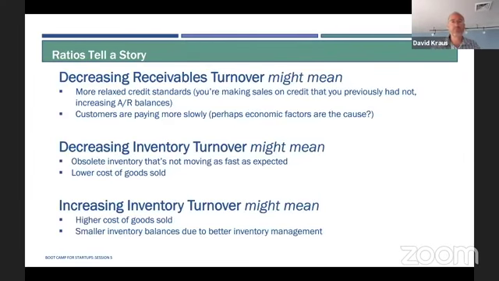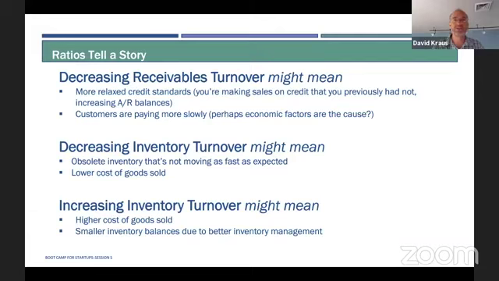All right, and three more. Receivables turnover. If you've got a receivables turnover that is falling, you might be making sales on credit that you previously weren't. So you're increasing your AR balances, which means you're not moving your receivables through the process and collecting on those receivables as fast as you used to. Or maybe customers are paying more slowly. And in this economy, that could be what is causing that one ratio to fall. Maybe your customers are just having some difficulties paying the bills they owe you.